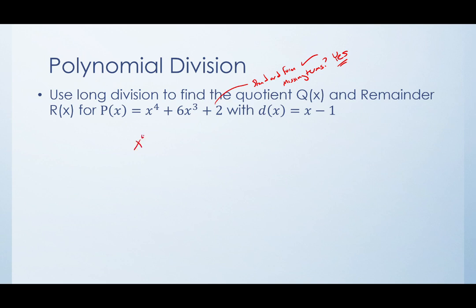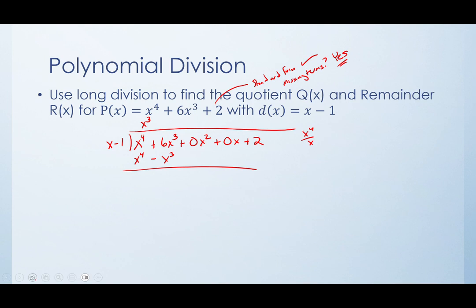All right, so we have x to the fourth, we have 6x cubed, we have 0x squared terms, we have 0 x's, and we have a 2. And we are dividing by x minus 1. So, same story as before, right? We've got x to the fourth over x, so that first term is going to be x cubed times x, x to the fourth minus x cubed. And again, we are subtracting, so be mindful that you're subtracting.